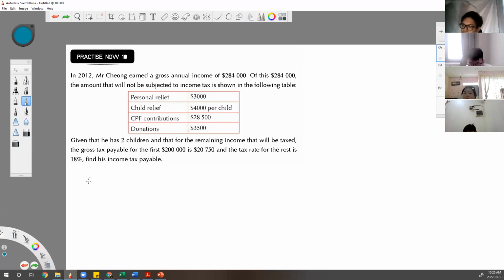So dia punya gross income berapa? Gross income itu pendapatan kotor ya, 284.000. Total income-nya yang belum di relief. Oke. Terus jadi kalau dia kena personal, jadi kurang lagi ya. Given that he has 2 children, berarti child relief-nya lebih gede. Lu punya anak lebih banyak, relief-nya lebih banyak, lebih enak dia. Ya, jadi 8,000 kan?